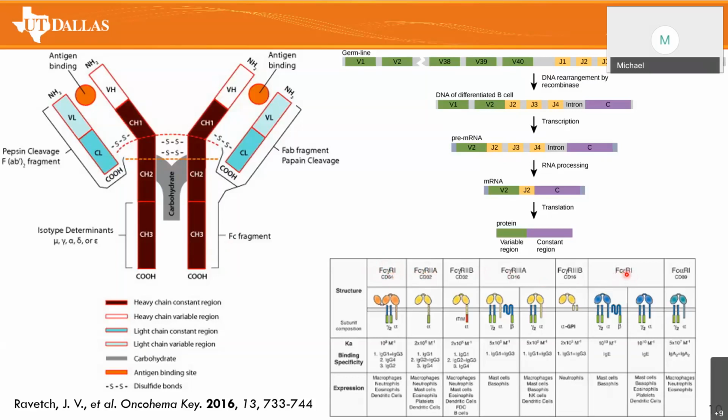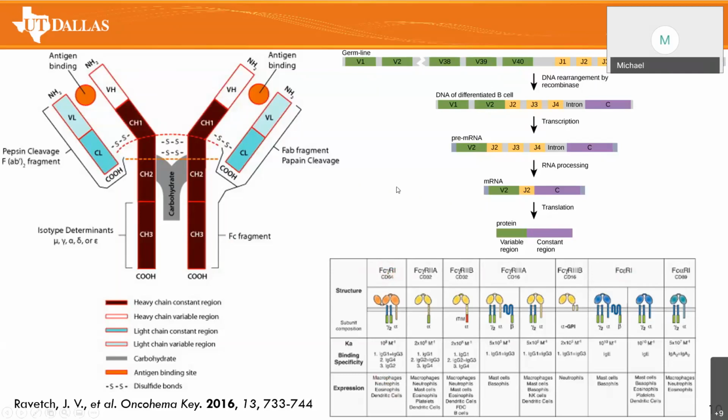Fc epsilon binds to IgE, and so this can cascade different methods of activation, or what it wants that immune cell to do. For example, for IgG1, when it binds to the Fc gamma receptor 1, this induces macrophages and neutrophils to take up the antibody-pathogen complex, phagocytose it, and basically neutralize or destroy it.